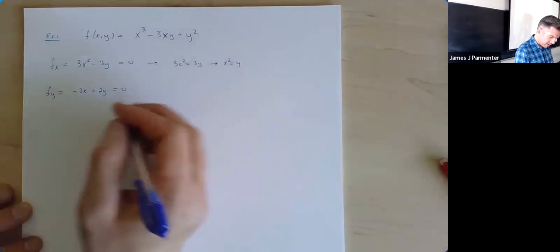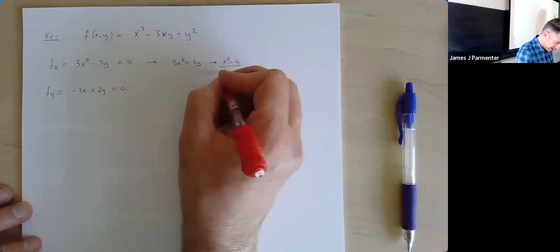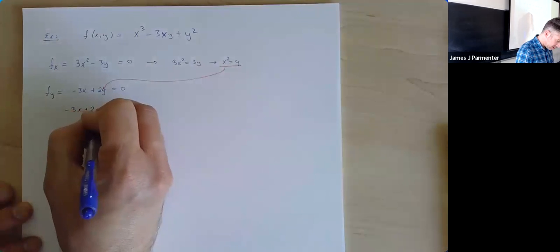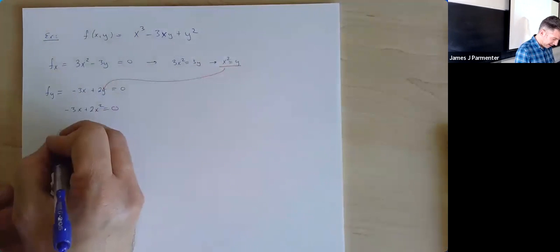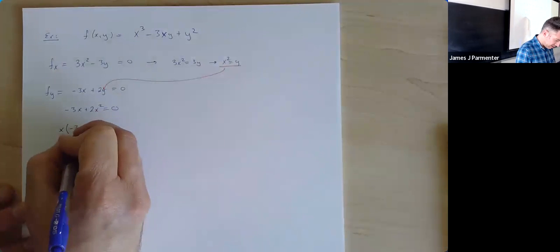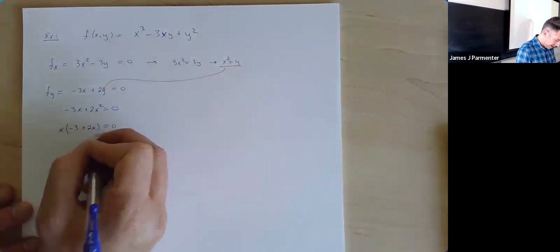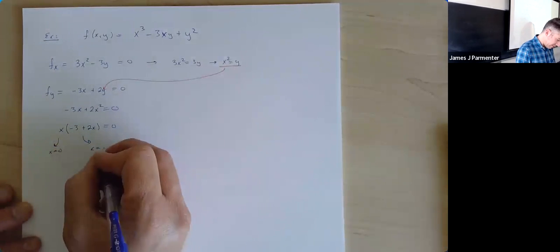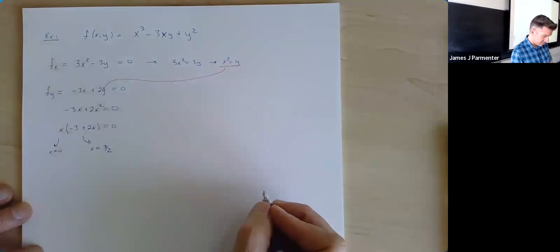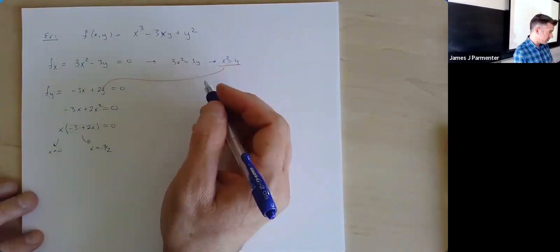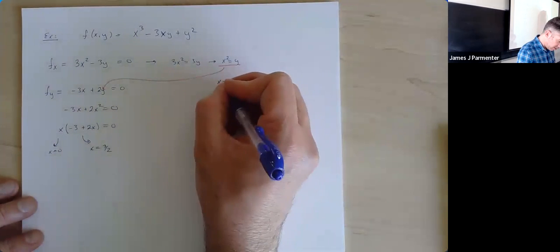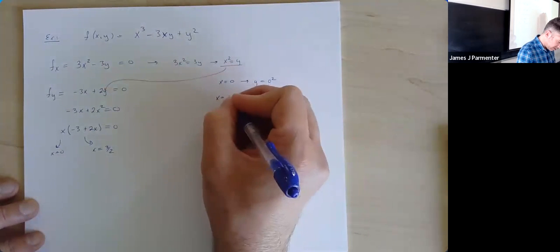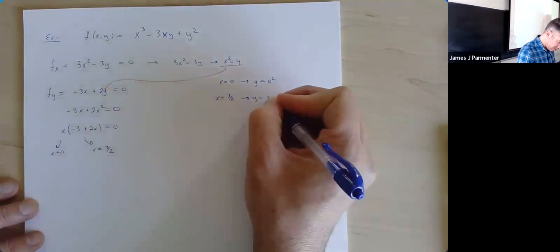But if I plug that in over here, I can say, well, now I have negative 3x plus 2x squared equal to 0. I can definitely factor out an x with a negative 3 plus 2x. So I either get x equal to 0 or x equal to positive 3/2. And then I can plug those back in over here to get the corresponding y values. So if x equals 0, I'm going to get y equal to 0 squared. And if x equals 3/2, I'm going to get y equal to 3/2 squared.